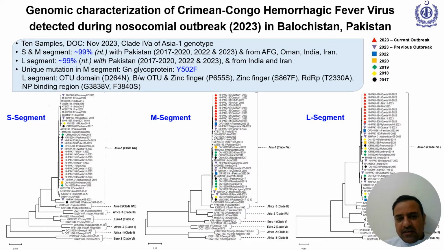So we again used the metagenome approach, and we managed to sequence 10 samples from this nosocomial outbreak of CCHF, and we found that all those samples, basically the virus, had Asia 1 genotype across the three segments, and it belonged to clade 4A. Although the S segment was quite conserved, we found mutations in the L and the M segment.